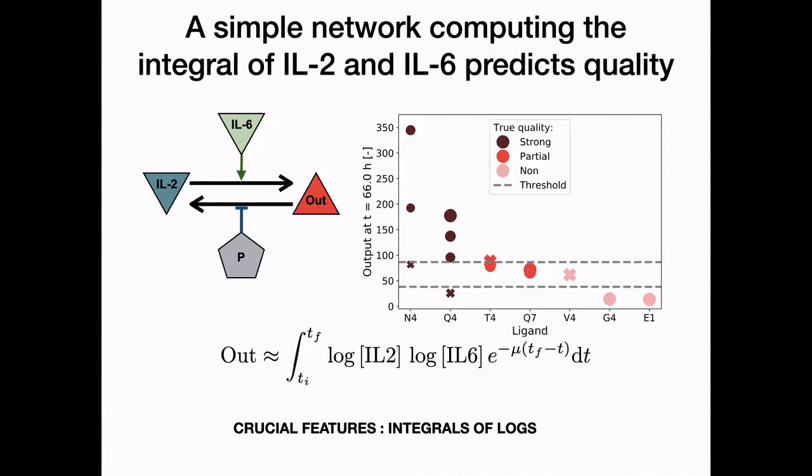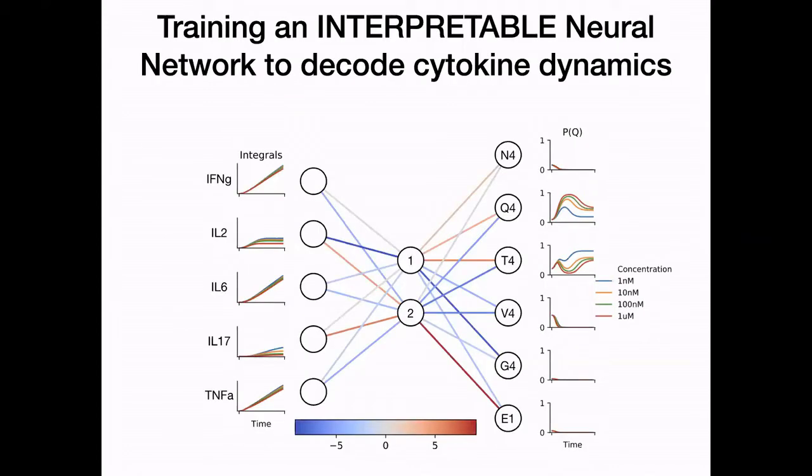Once we have those informative features, for each cytokine on the left you see a graph of the integral of the log of the cytokine concentration in different conditions. Then we can use a simple neural network. We try to make it as small as possible, to have a model as compact and as interpretable as possible, to predict the antigen quality. We're going to focus on the middle. We made a two-node simple neural network, and it is enough. This neural network is able to predict the strength of the antigen.